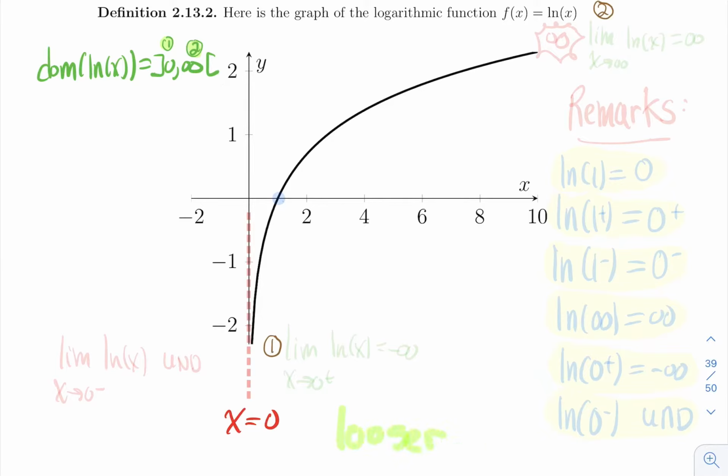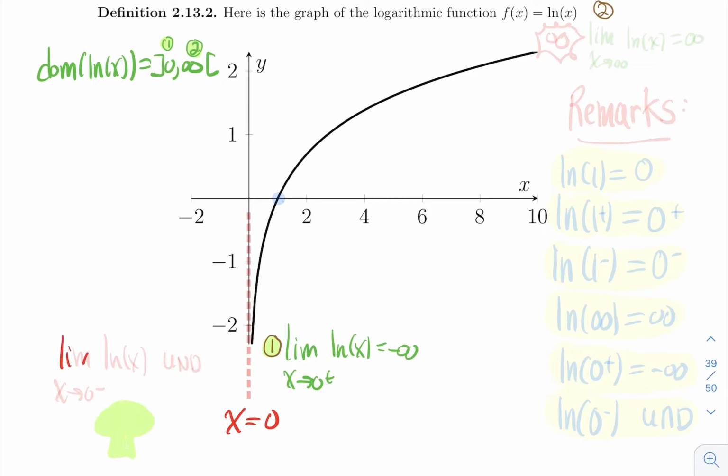So this means that the limit as x approaches 0 plus of ln of x is equal to minus infinity. Since we're there, might as well talk about what happens if you're on the left side. If you are on the left side, and you're trying to compute the limit, I'll change color here. I'll put it in red because it's so bad.